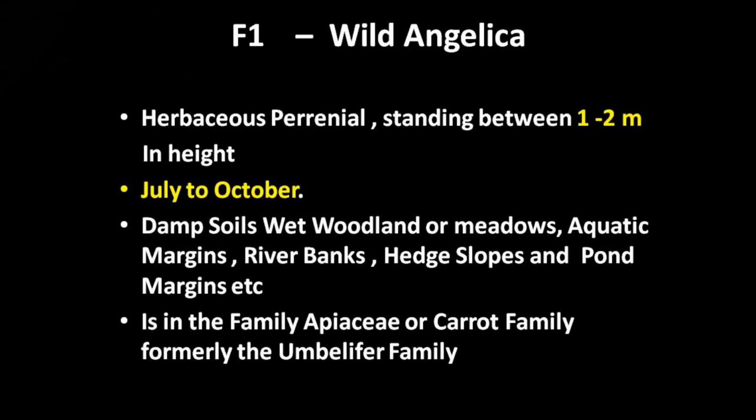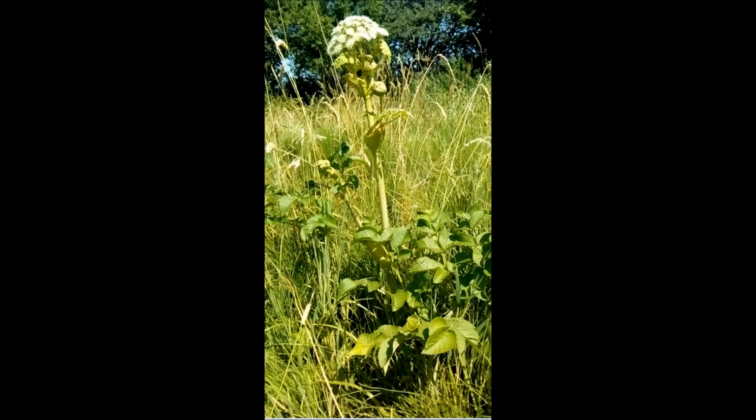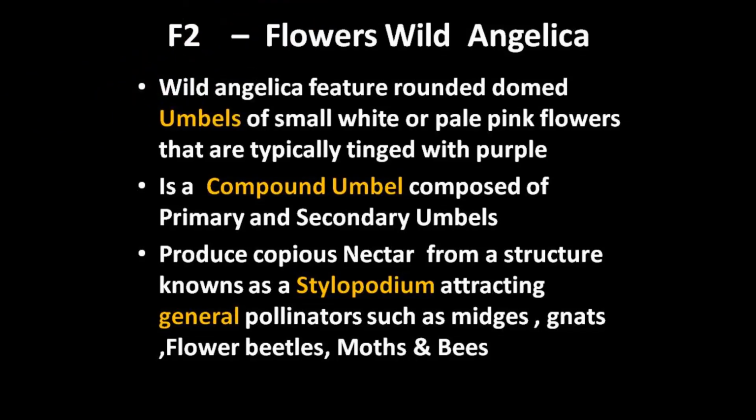Wild Angelica is a plant of between 1 and 2 metres in stature. It can be seen between July and October and is a plant of damp, wet soils, woodland or meadows or aquatic margins such as riverbanks, hedges and pond margins. It is a plant in the family Apiaceae or the carrot family, formerly known as the Umbelliferae family.